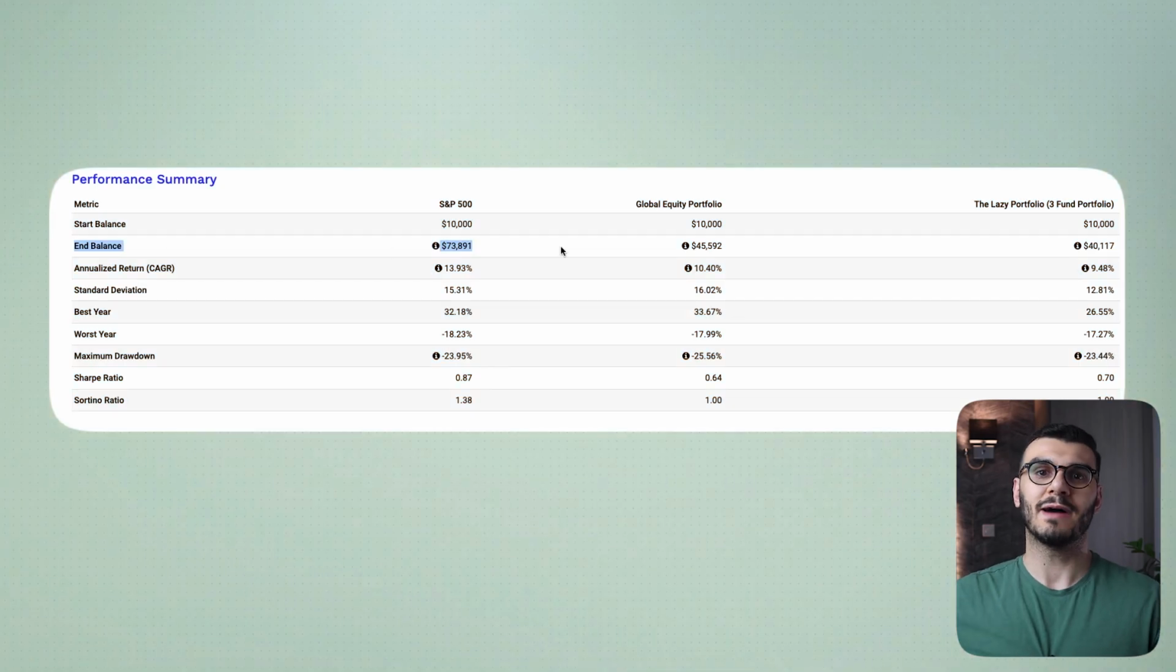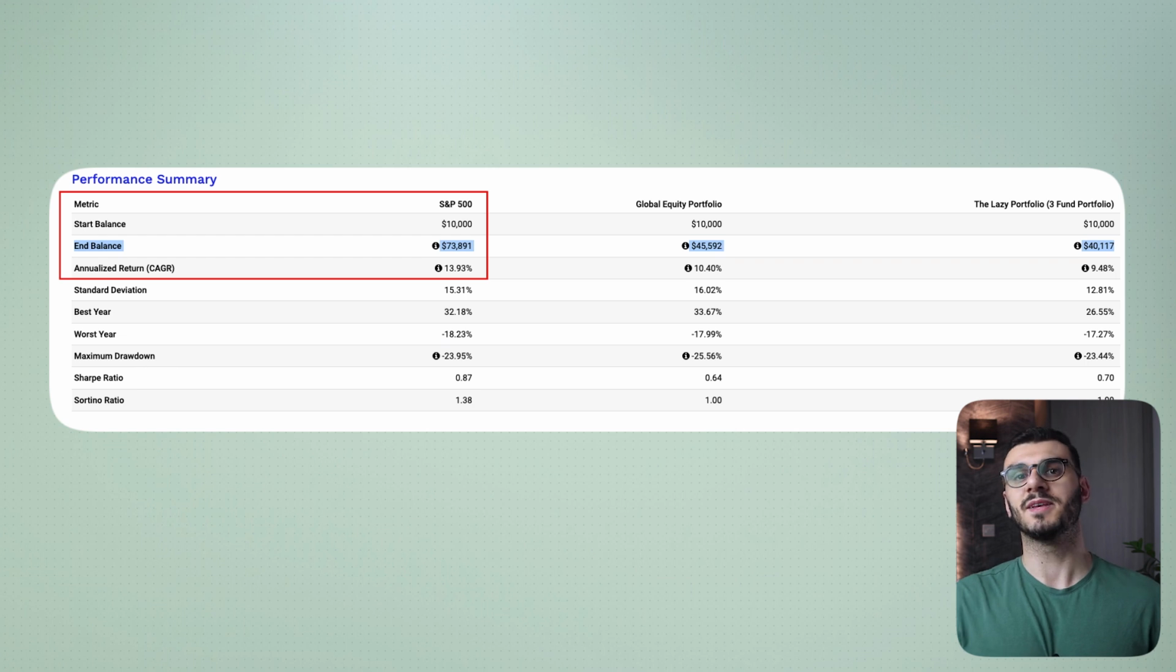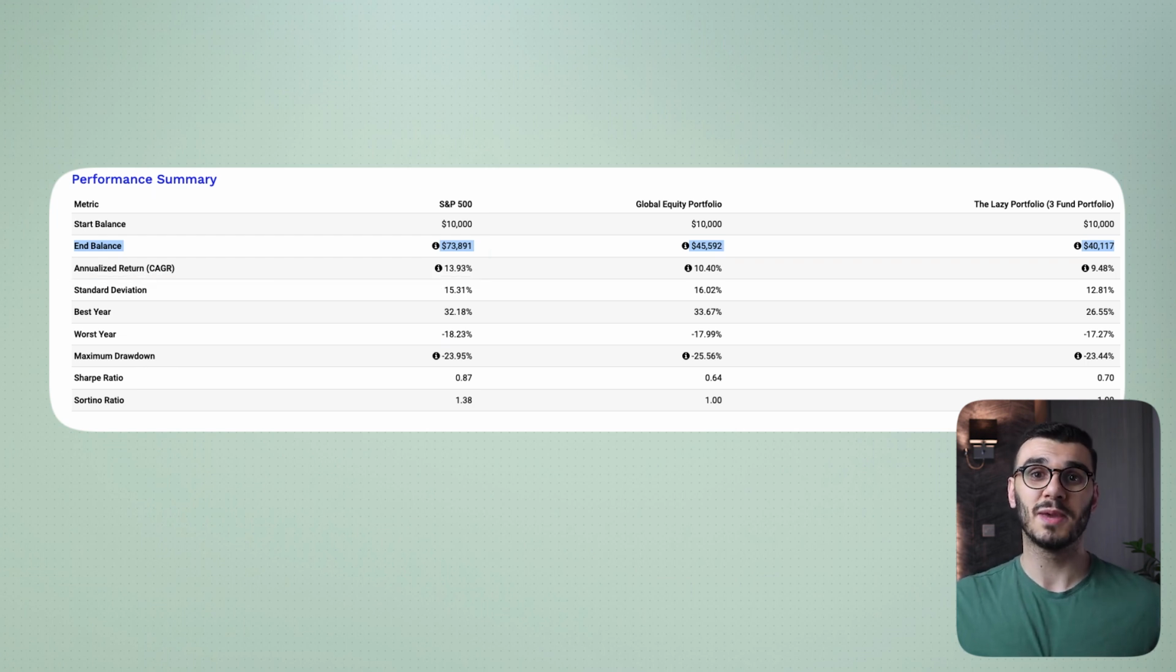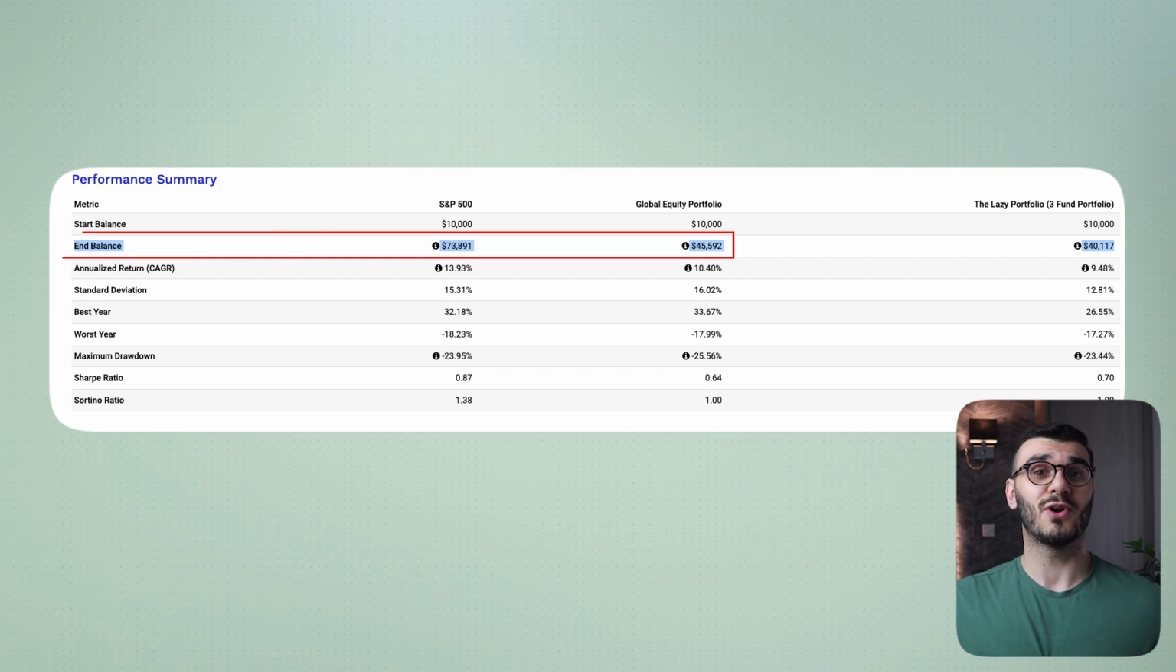So quick look at the graphs and the numbers. We're only going back to about 2009, so it's still a long-term period, but it's not a crazy amount of time. As you can see, once again, the S&P 500 dominates. I was honestly expecting the global index fund to keep pace more closely, so it's a bit surprising to see it lagging behind by $30,000.